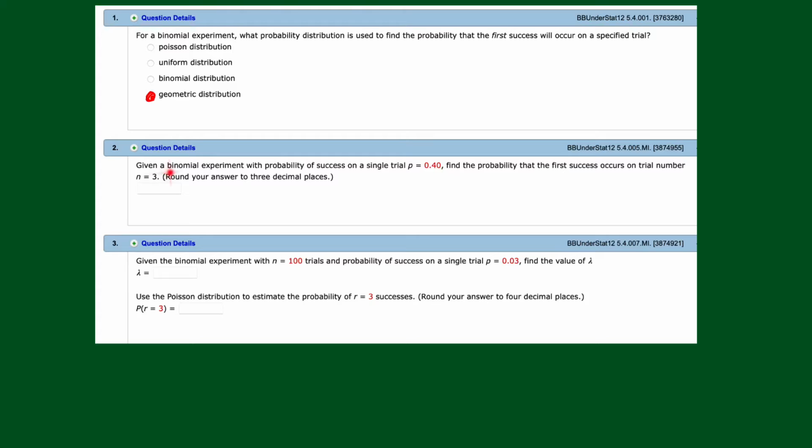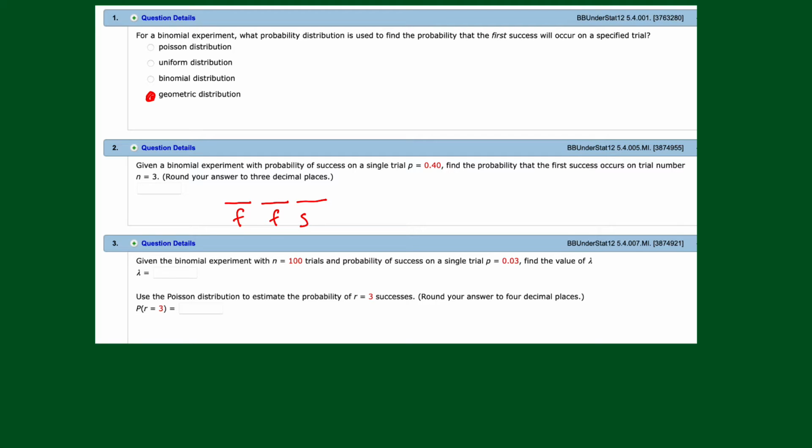Question 2. Given a binomial experiment with probability of success on a single trial being 0.4, find the probability that the first success occurs on trial number 3. Now, there's a formula for this, but it's probably easier if we just write it out. What do you think has to happen here? You want trial number 3 to be the first success, so you need a failure, a failure, and a success.